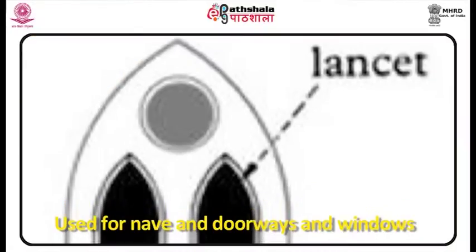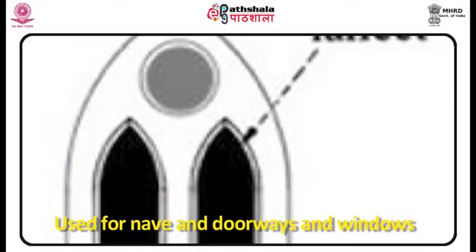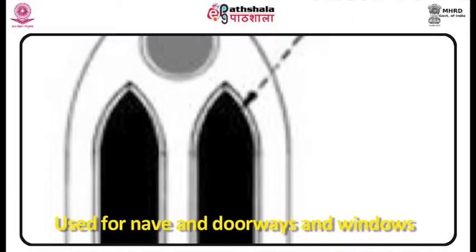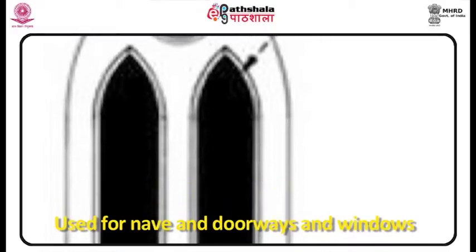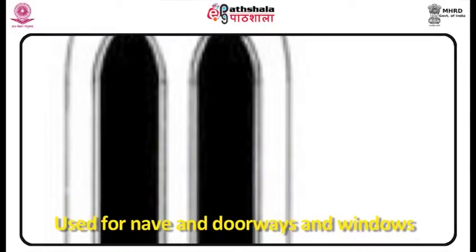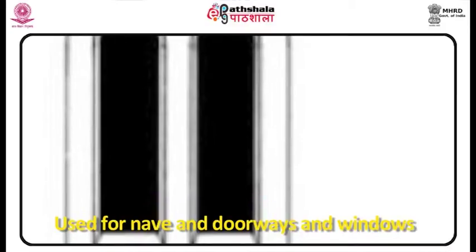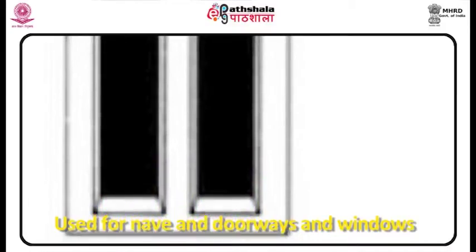The pointed arch was the most important and characteristic development of the early English Gothic period. This pointed arch was also known as the lancet and was used not only for the nave but also for doorways and lancet windows. This arch gave a very refined look to the entire building.